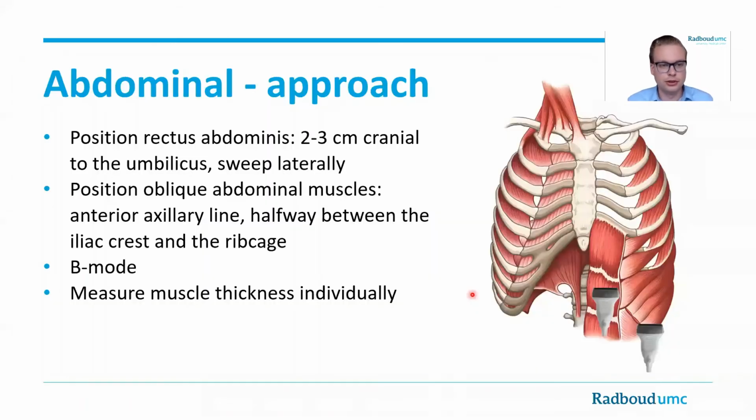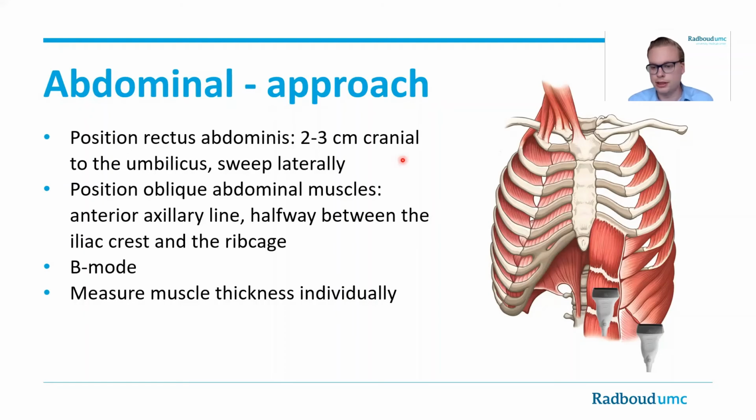Then going on to the abdominal muscles, which are of accessory expiratory action. There are basically two views. In one view, we measure the thickness of the rectus abdominis muscle, and in the other, you can visualize all three oblique abdominal muscles. First, to cover the rectus abdominis muscle, you place the ultrasound probe 2 to 3 centimeters cranial to the umbilicus, and you sweep laterally until you see the whole muscle.